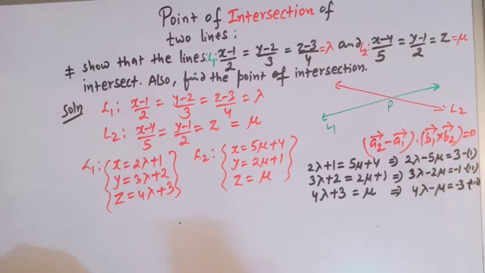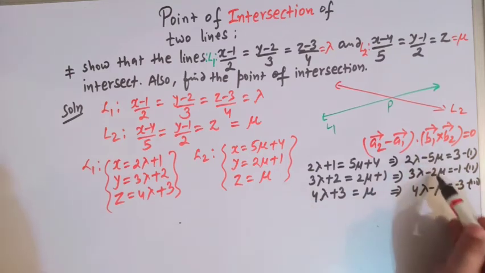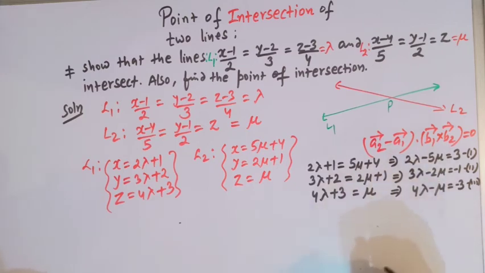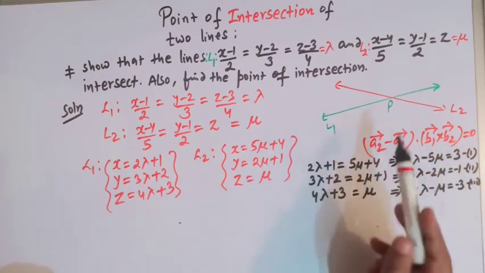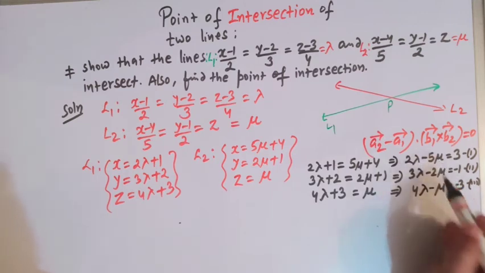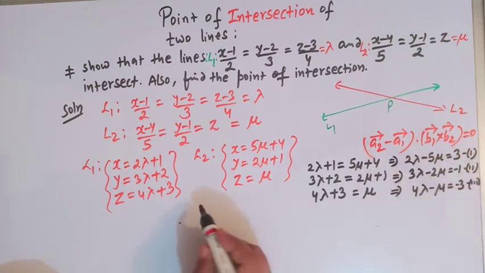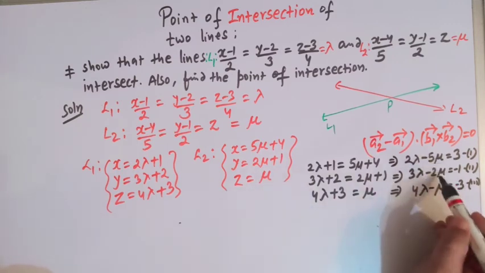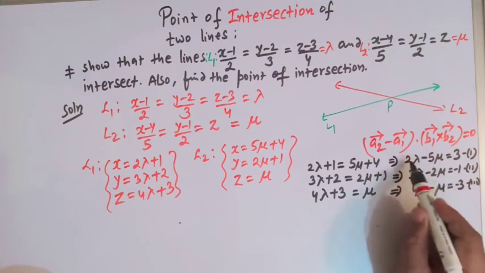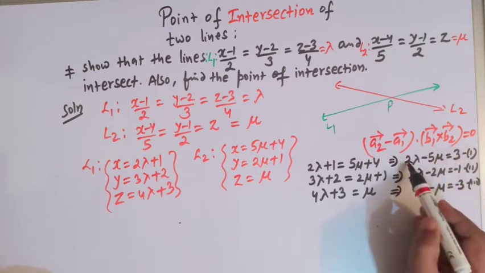Now what we will do, we will solve any two equations and get the value of lambda and mu. Then we will substitute that value of lambda and mu in equation 3. If equation 3 is satisfied, then it shows that the two lines intersect. So let us take equations 1 and 2, right? So here again we will solve these two equations by the method of elimination. So multiplying equation 1 by 3, right?